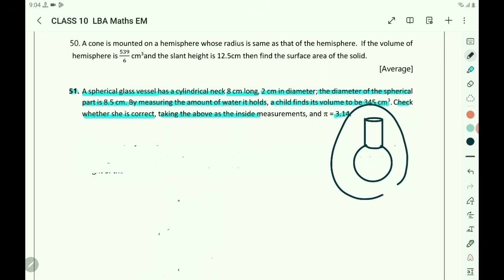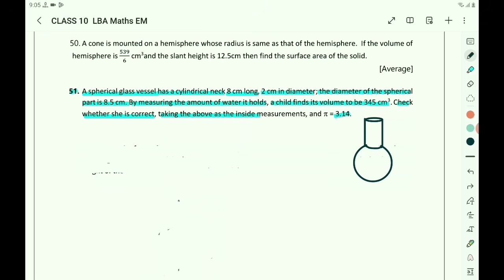This is the shape of the vessel. Spherical glass vessel is having spherical base and cylindrical neck. And here you can observe cylindrical neck and spherical base are having different radius. So you can take them as R1 and R2. Then what is the radius of the cylindrical neck? Diameter is given 2 cm. Radius is 2 by 2 equals 1 cm.